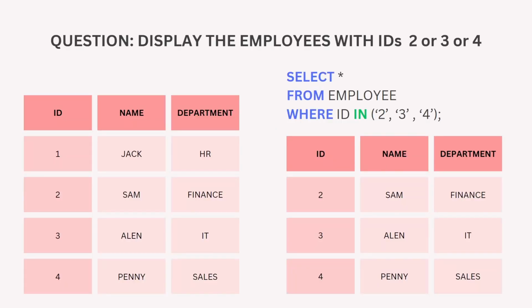Suppose you have this table called employee table, which has the following columns: ID, name, and department. You want to display the employees who have their IDs as 2, 3, or 4. So we'll write select star from employee where ID in, and then we'll create a list with the IDs that we want to search for, that is 2, 3, and 4. So we'll write 2, 3, 4 separated by a comma. Now when we run it, we'll get the following result.